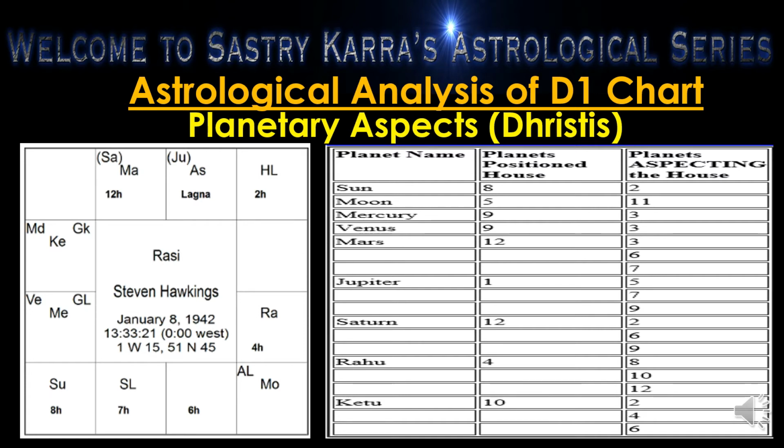The only advantage this particular native has, when I looked at the whole chart, is that Saturn is debilitated. That's all.